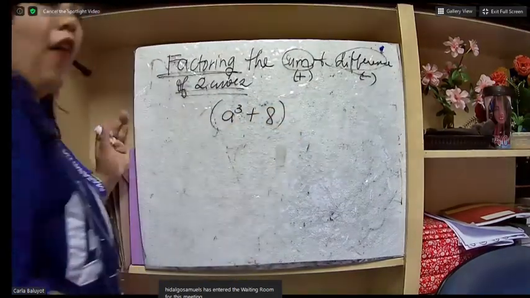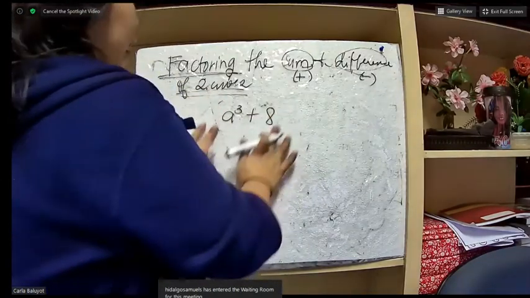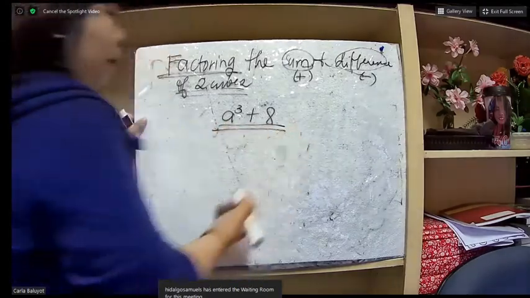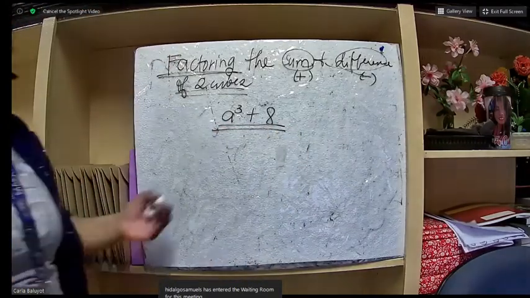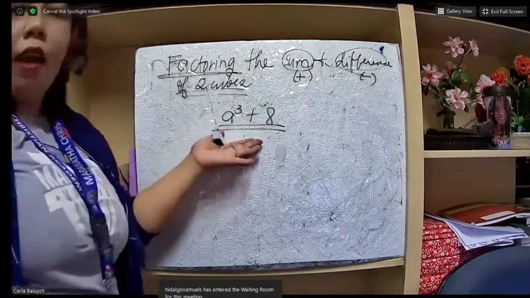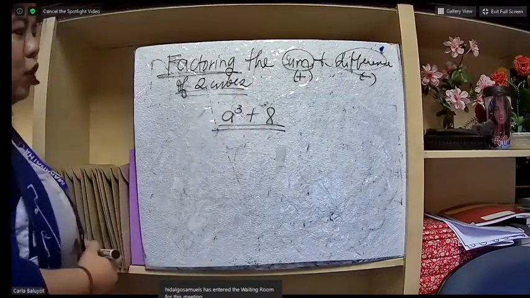So, how are we going to factor? Tama. A cube plus 8. For example, ito talaga example natin. Okay, so this is our example, a cube plus 8. So, what are we going to do?